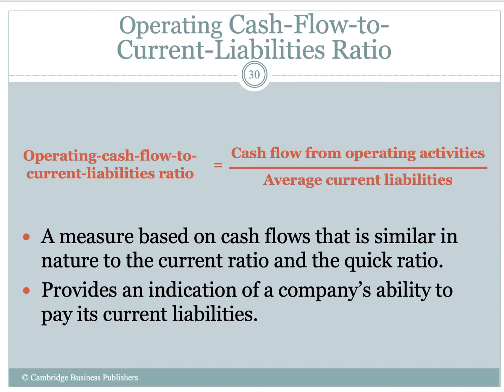So this operating cash flow to current liability ratio, right? This is very similar to what we learned previously, looking at the current ratio or that quick ratio. Okay, so it's just a measure based on cash flow, is really all it is. This gives us an indication: is the company able to meet its current liabilities?